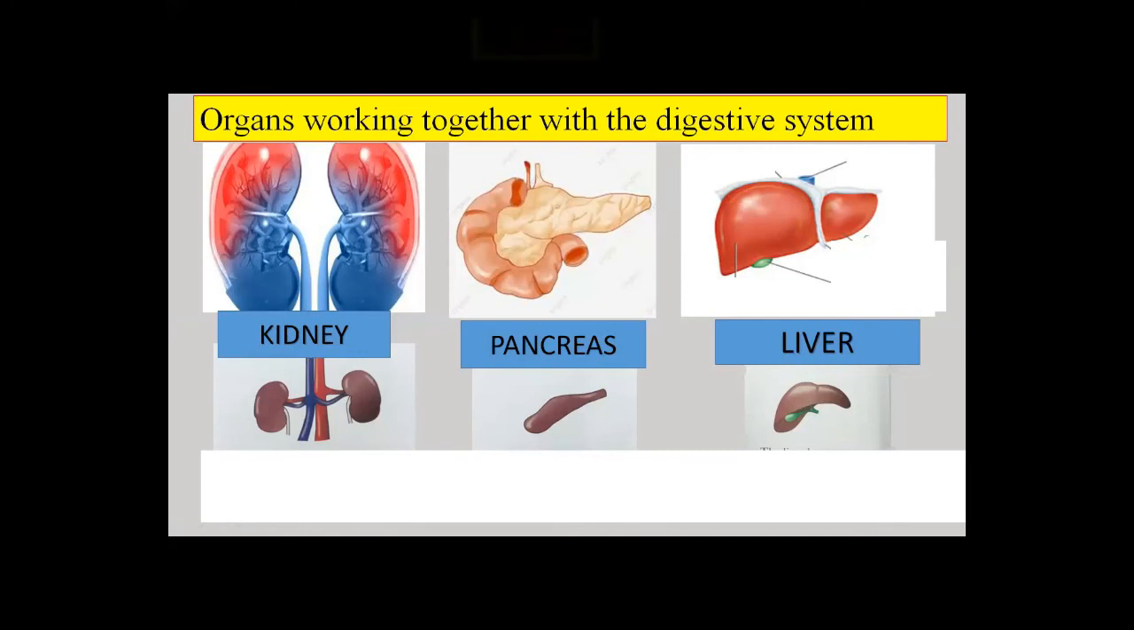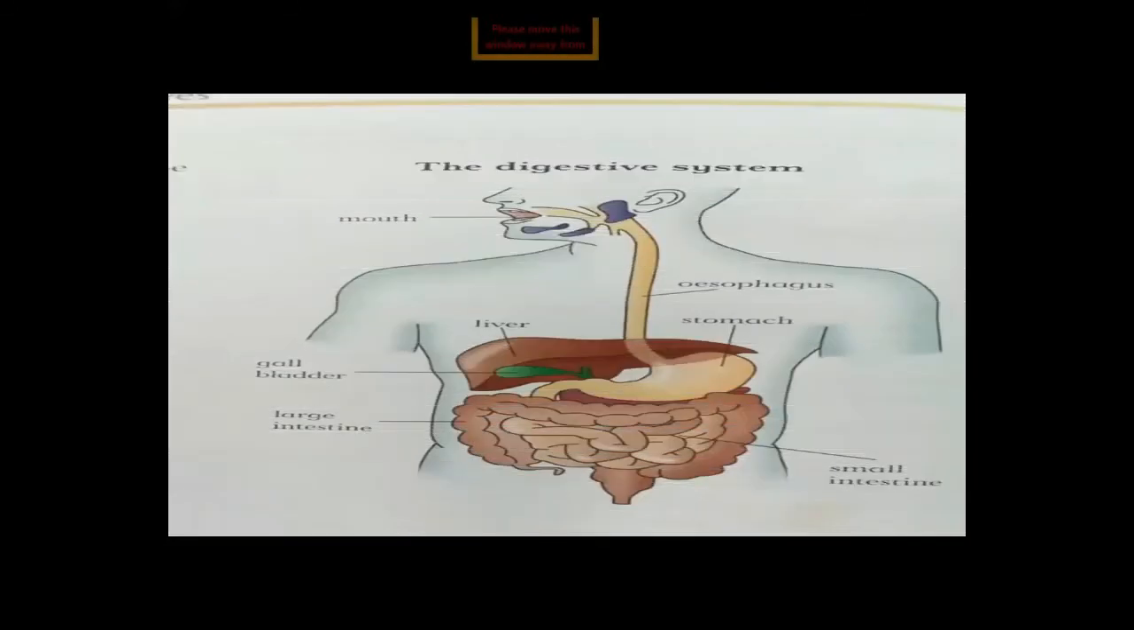Okay, now this is the process of digestion, and the system is the digestive system. Now, I repeat the journey of the digestive system. The journey of the food starts from the mouth. Food is chewed, broken down, mixed with saliva and swallowed.